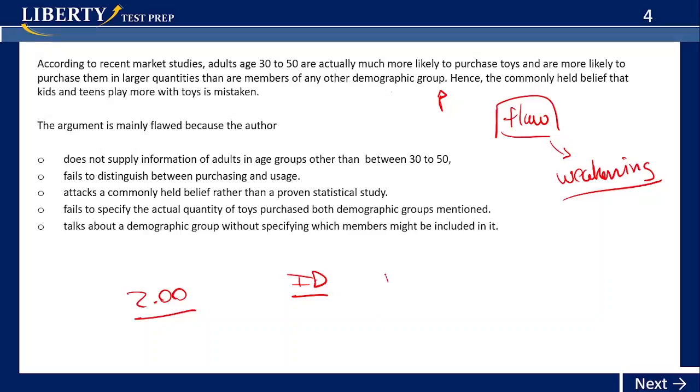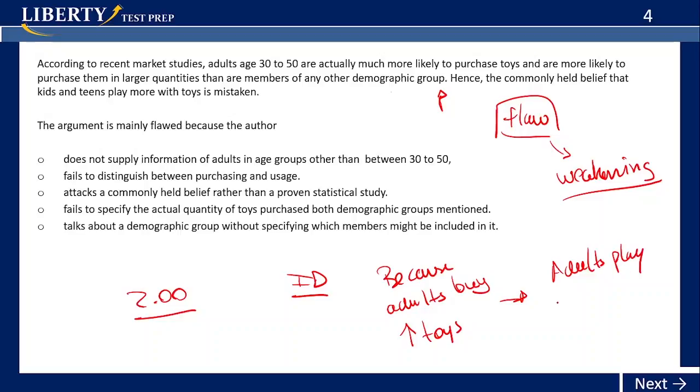So because adults buy more toys, then adults play with toys more than kids and teens do. You see? So that's the logic here. Now, what flaw, what mistake can we see in this logic?